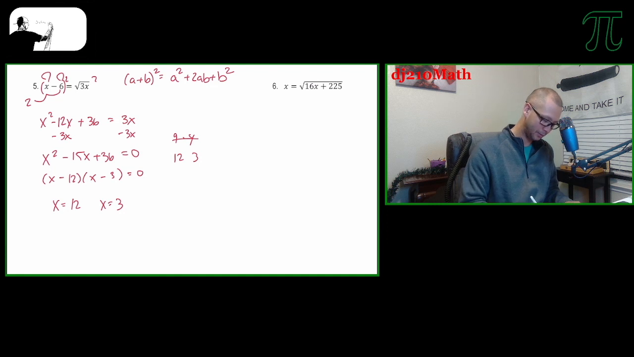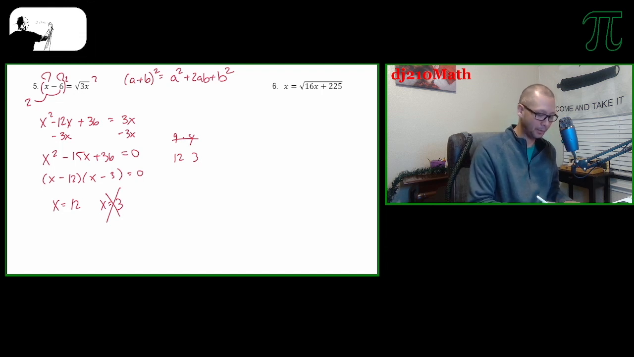I can already tell you that this one's trash. Right, one's true and one's trash. So x is equal to 3. Why is it trash? Because 3 minus 6 is negative 3. A square root cannot equal a negative number.